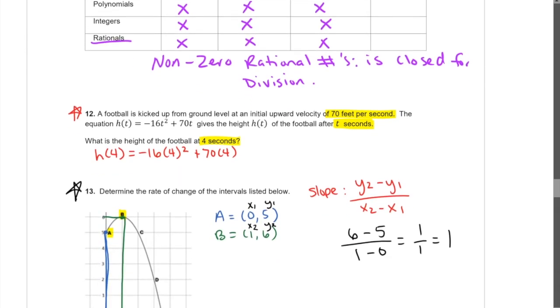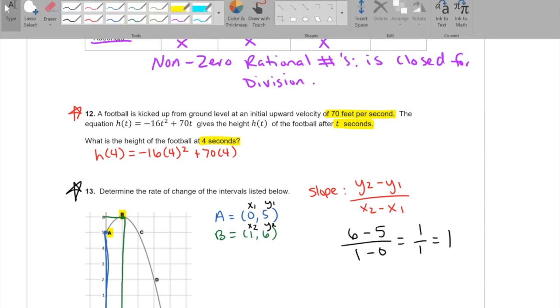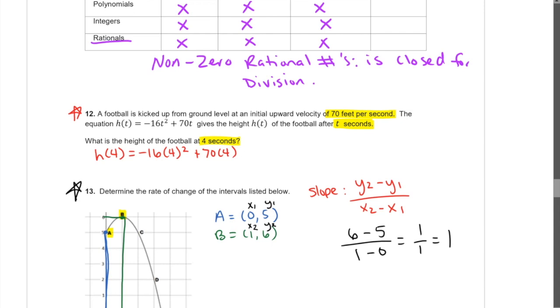Moving on to number 12. Number 12, we left off right here. This one was fairly easy. So if we get this one wrong, I already told you I'd be upset. All right. So all we are doing is we are inputting the 4 seconds in for the problem. And that gave us h of 4 equals negative 16 times 4 squared, plus 70 times 4.